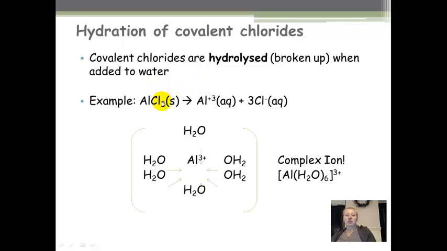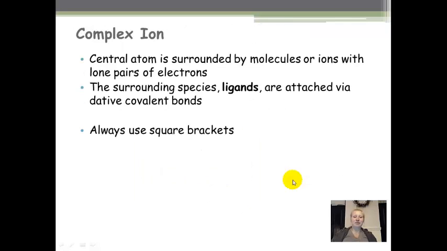So when aluminum chloride is dissolved in water, it breaks up into its ions, but then the water actually congregates around the aluminum and bonds to this aluminum and forms what we call a complex ion. So actually 6 waters bond to this aluminum metal ion.